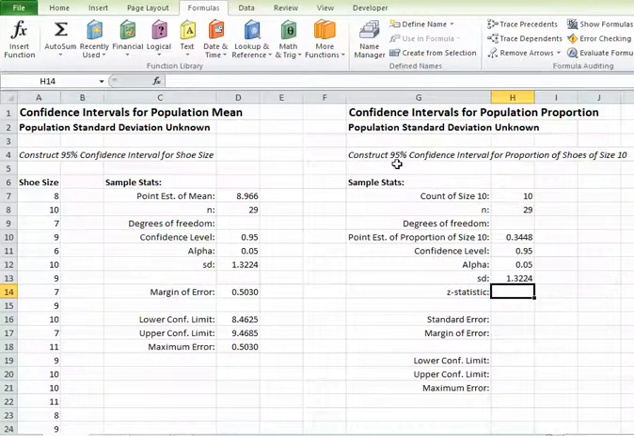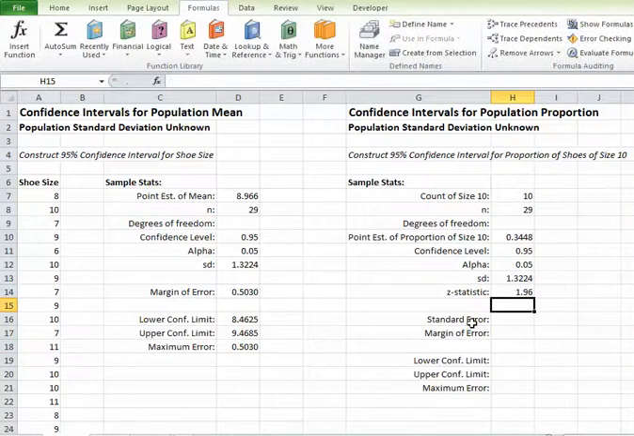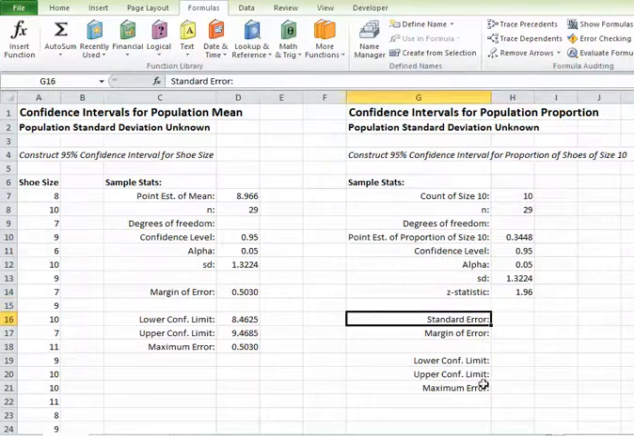Now we said we're doing the 95% confidence interval. And again, we can turn to page 359 and look at that little table. It tells us for the 95% confidence level, the z alpha over 2 stat is 1.96. That's the value we want to place in here. 1.96.